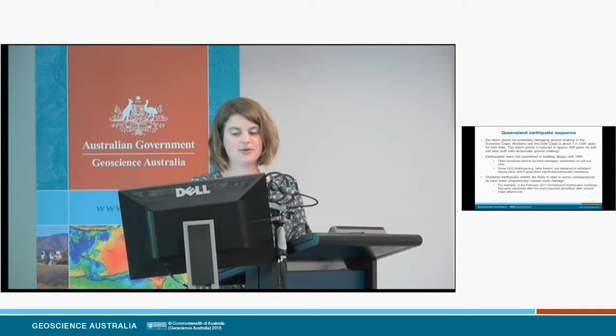However, clustered earthquake events are likely to lead to worse consequences, as each event progressively causes more damage. For example, this occurred during the Christchurch earthquake sequence in February of 2011, where buildings that were repairable after the first event progressively got more damaged with aftershocks and had to be demolished.